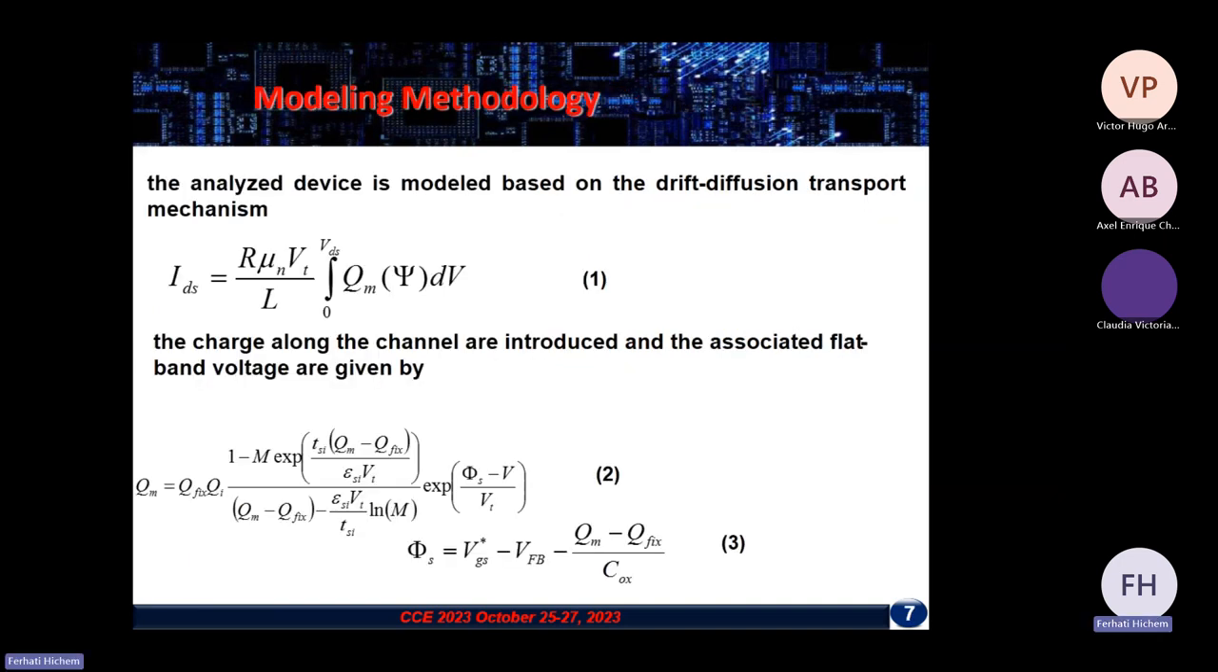So for the modeling methodology, the device is analytically modeled based on the diffusion transport mechanism.